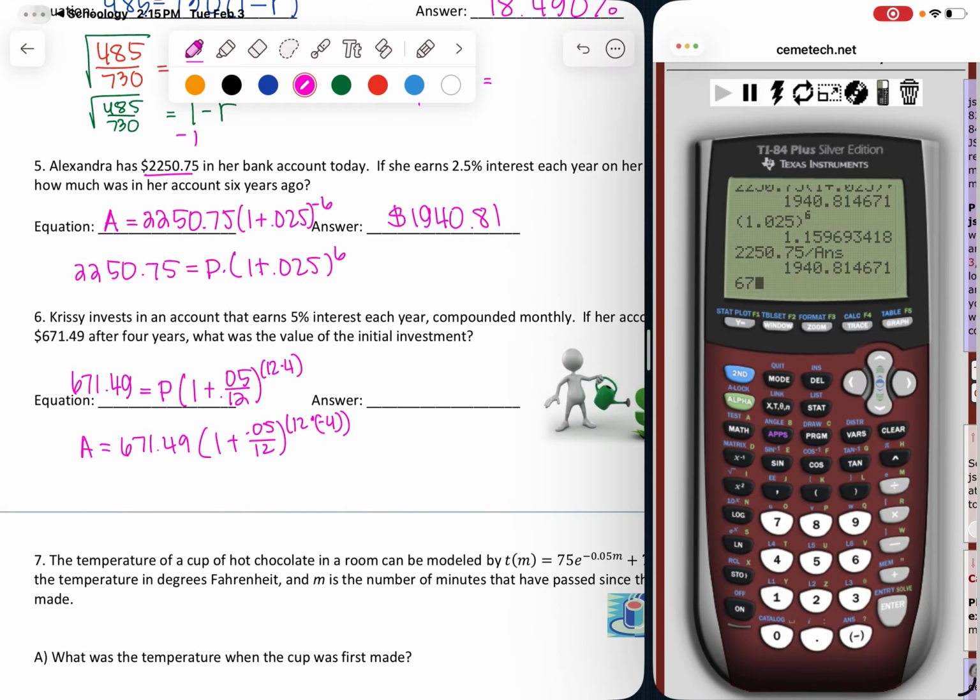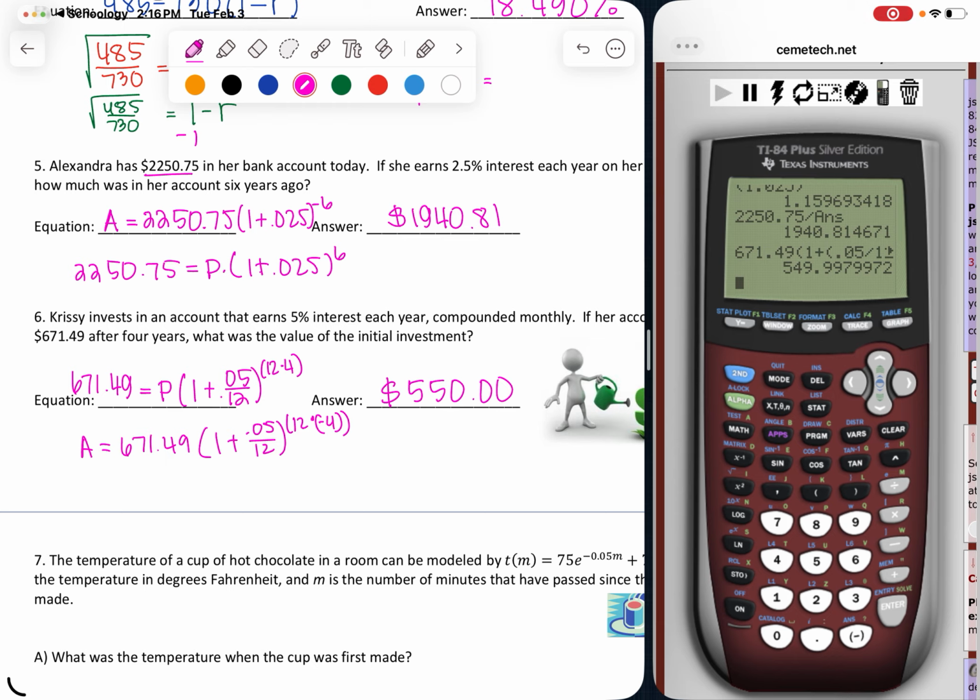Just to show you, to make this video extra long, 671.49 times 1 plus extra parentheses, 0.05 divided by 12, close parentheses, to the -48 power. And then I'm just going to write that down because I know what the answer is. That is $550, all right? Because if I round to the nearest cent, that's 99 cents, but move it up to $1.